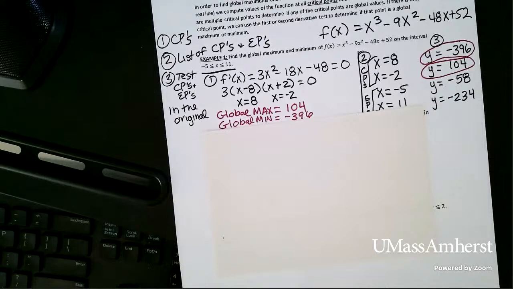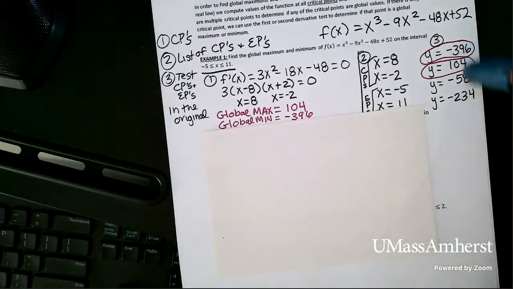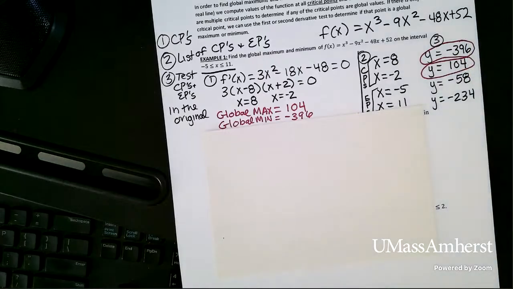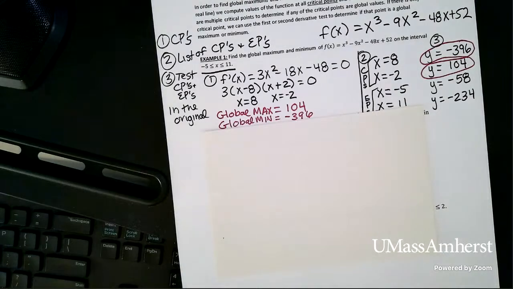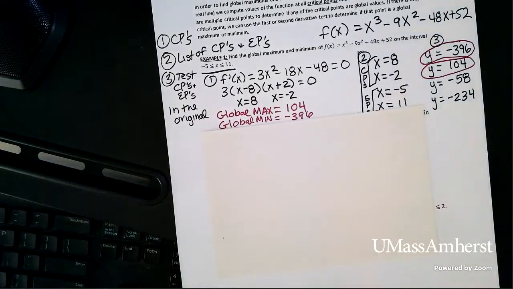I find my critical points. I make sure that they're on my interval. If they're not, I just cross them out, throw them away. I make a list of my test points, which includes my critical points and my endpoints. I plug them back into the original, and then I compare these dependent values. The biggest one is my global max. The smallest one is my global min. So hopefully that process makes sense.